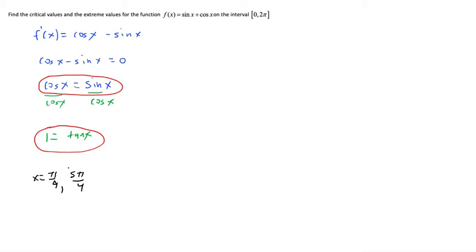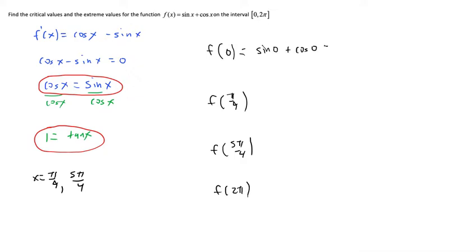So let's take a look here. What is f of 0? We'll do that one. We can find f of pi over 4, we can find f of 5 pi over 4, and we can find f of 2 pi. So what happens when we plug in 0 here? We get sine of 0 plus the cosine of 0. Sine of 0 is 0, cosine of 0 is 1.